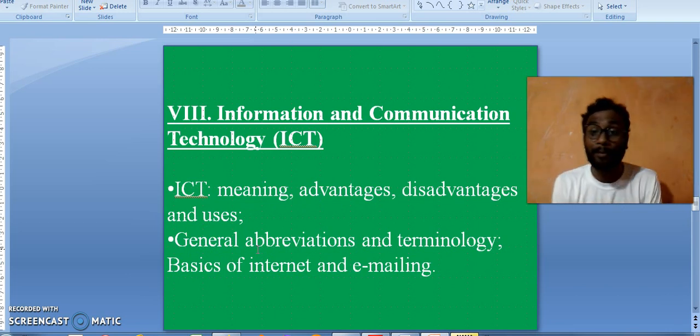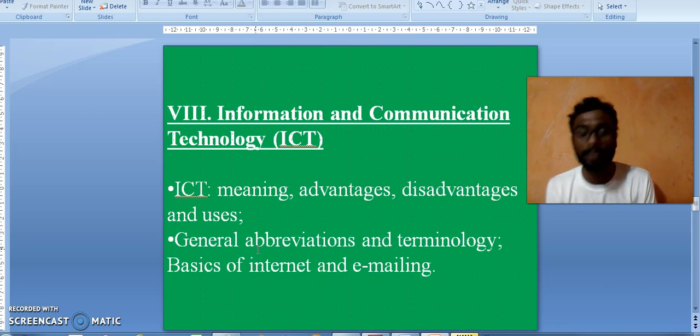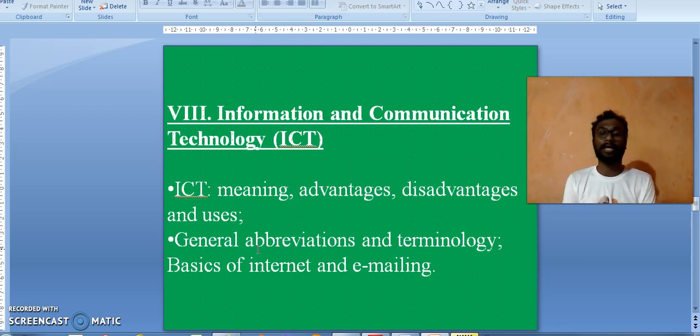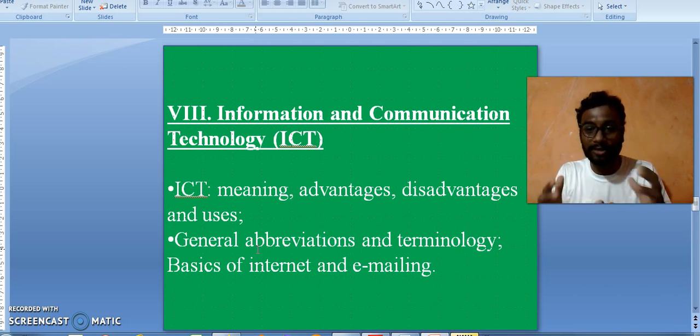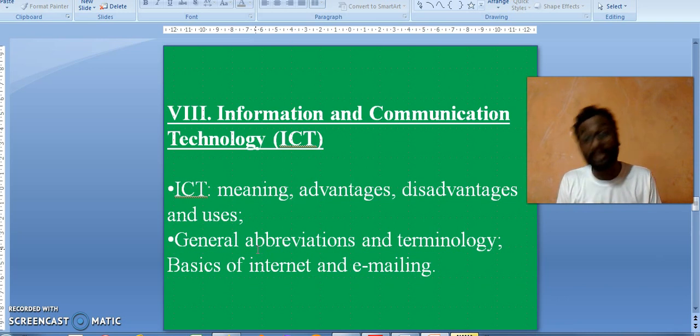Very important thing as of now. It is really too important. Mark it, don't forget to miss it. Information and communication technology, ICT. So what is the meaning of ICT? What are the advantages? What are the disadvantages and uses of ICT? General abbreviations and terminology. Basics of internet and emailing.